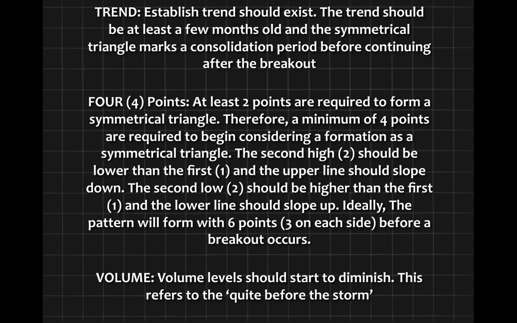Four points. There needs to be at least 4 points of contact. At least 2 points are required to form each side of a symmetrical triangle. Therefore, a minimum of 4 points are required to begin considering a formation as a symmetrical triangle. The second high should be lower than the first, and the upper line should slope down. The second low should be higher than the first, and the lower line should slope up. Ideally, the pattern will form with 6 points, 3 on each side, before a breakout occurs.